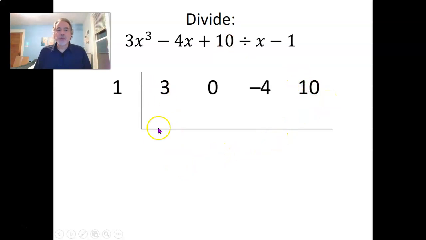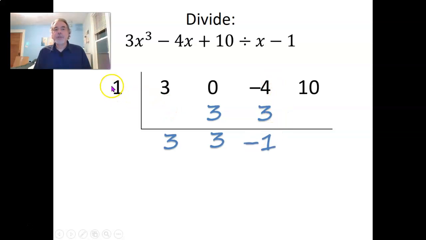Now remember how this goes. We add down and multiply, add down and multiply, add down and multiply. So first, there's not anything to really add, just bring down the 3, but multiply 1 times 3 and put the answer here, 3. Add 0 plus 3, that's 3. Multiply 1 times 3, that's 3. Add -4 plus 3, that's -1. Multiply 1 times -1, that's -1. Add 10 plus -1, that's 9.